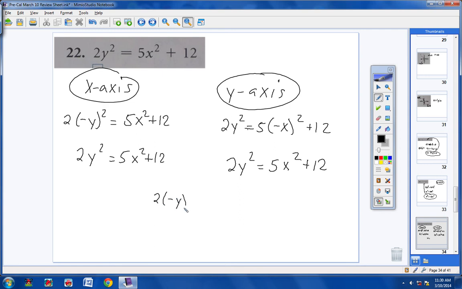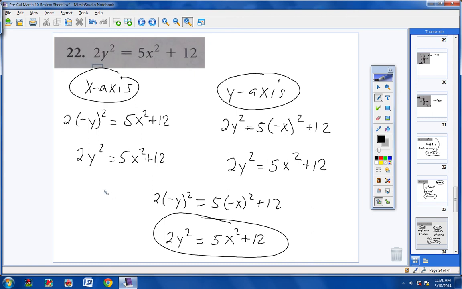Everywhere there's a y, I'm going to put a negative y. Everywhere there's an x, I'm going to substitute a negative x. Negative y times negative y is positive y squared, so 2y squared. Negative x times negative x is positive x squared, so 5x squared plus 12. There we go. So this graph here has all three. It has y-axis symmetry, x-axis symmetry, and also origin symmetry.